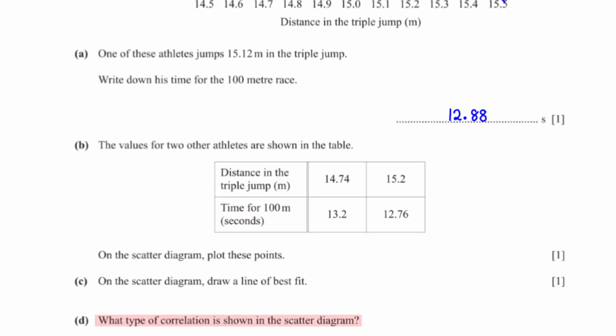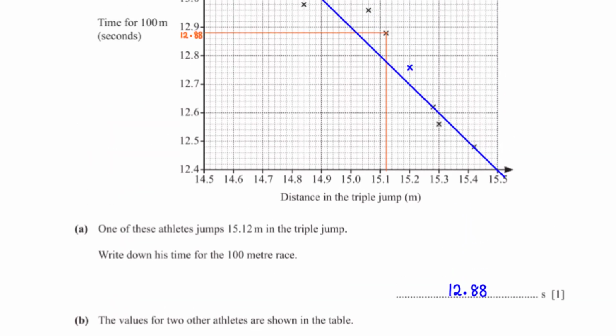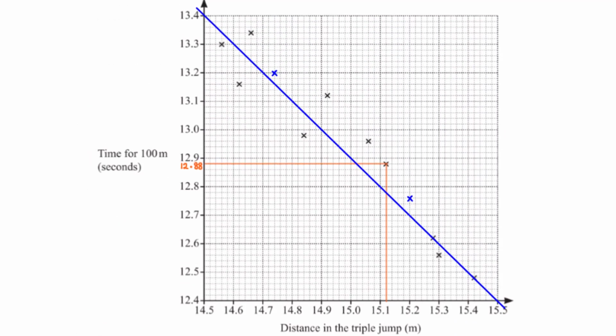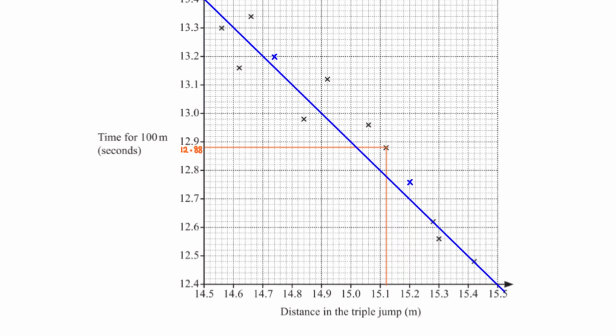What type of correlation is shown in the scatter diagram? From the diagram, we see that as the distance in the triple jump increases, the time for the 100-meter race decreases. This type of correlation is negative.